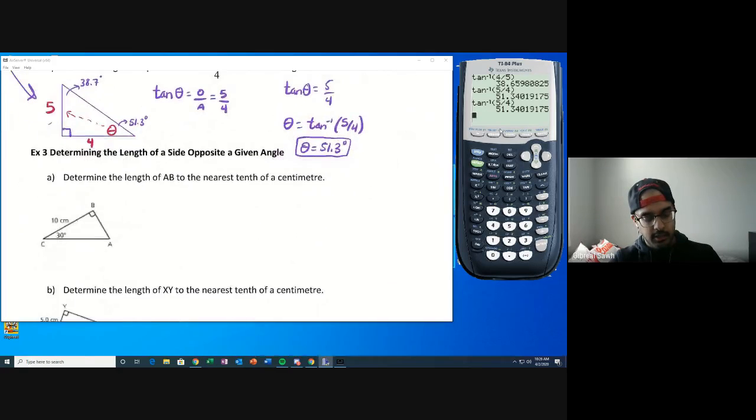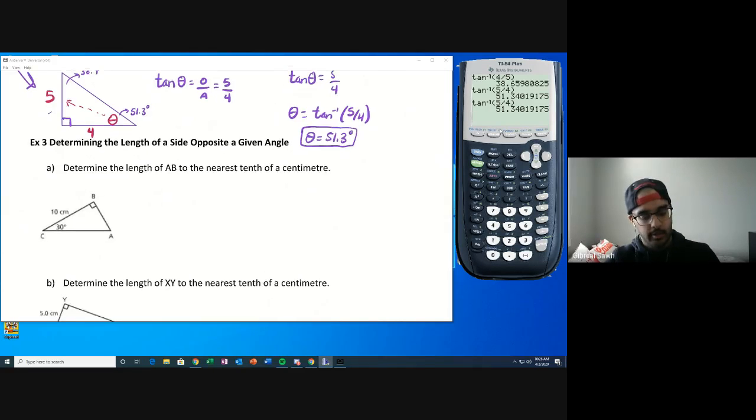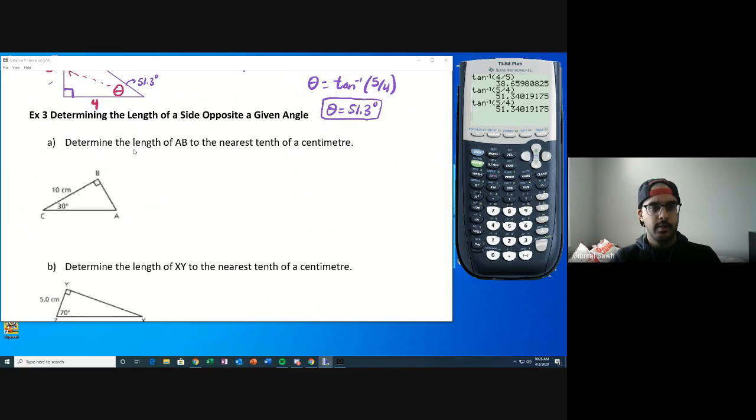Okay, let's try to use this relationship now to actually find us a side length. So pretend you're given an angle. Now we've got to do a little bit of manipulating to work backwards. We're asked to determine the length of AB. So that's this side length here. Let's just leave it as AB, to the nearest tenth of a centimeter.